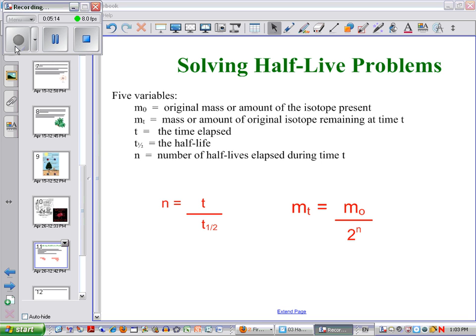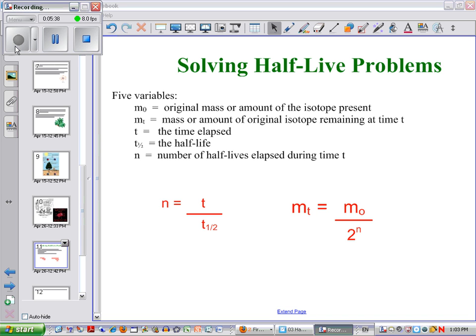There's 2 formulas. Both of these formulas will be given to you on the quiz, which is on Monday, and the test, which is next Wednesday, a week from today. The number of half-lives equals the time that's passed divided by the length of the half-life, and the amount after this amount of time is equal to the amount originally divided by 2 raised to the number of half-lives. This is a raised 2, so make sure when you copy that down, you make it look like an exponent somehow. Again, these formulas will be given to you.